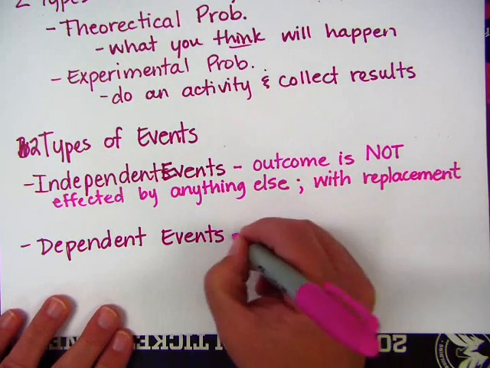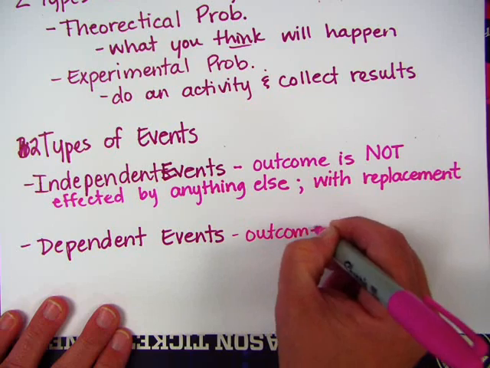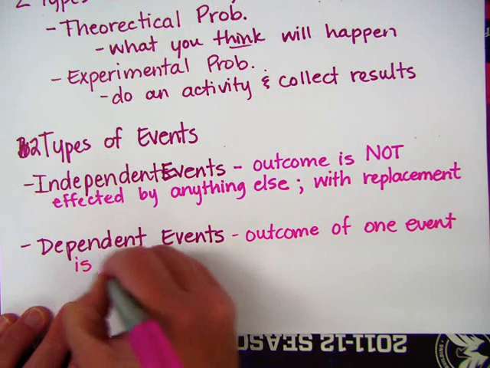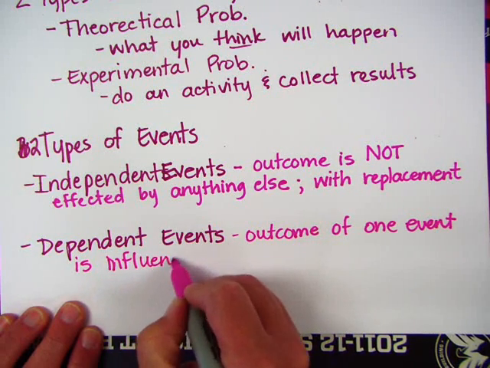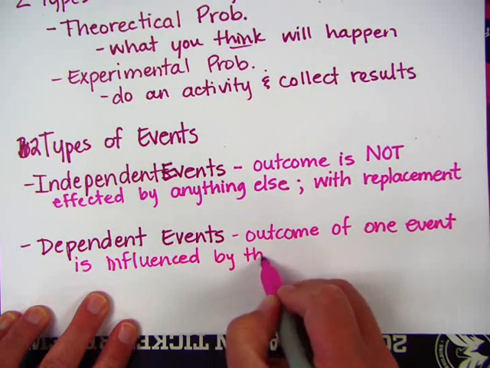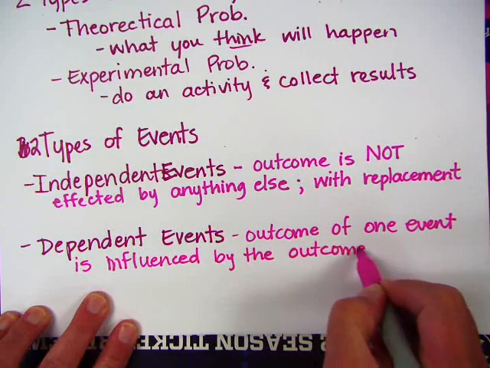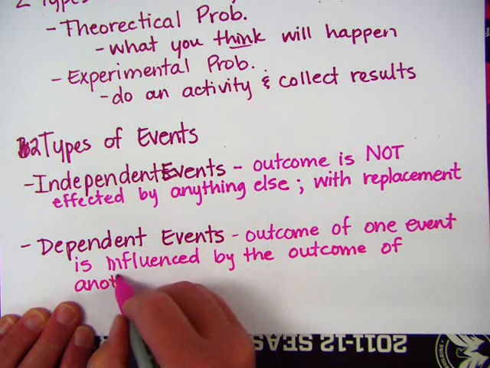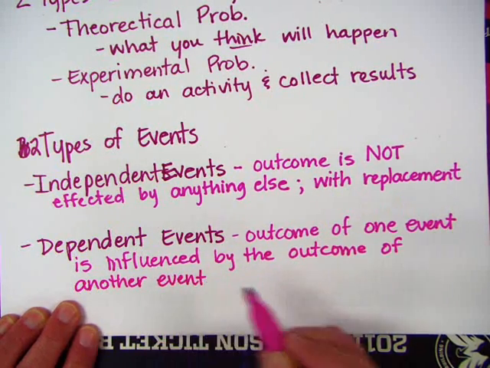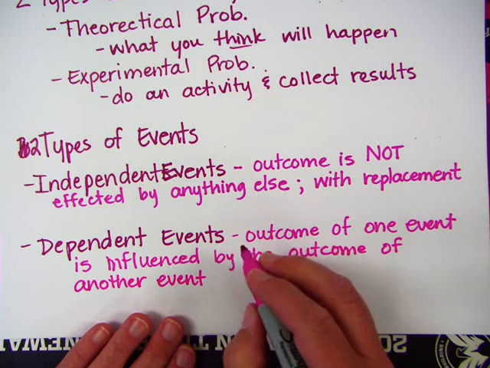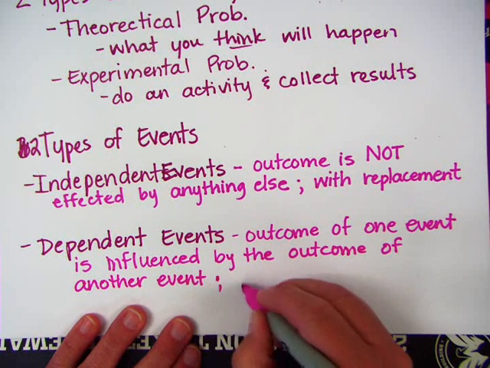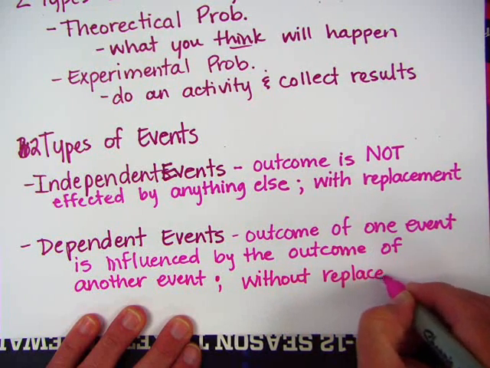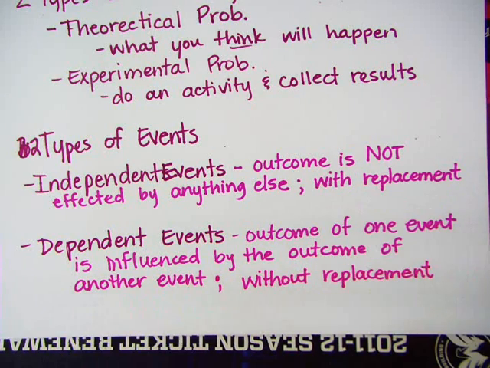Dependent events, on the other hand, is when the outcome of one event is influenced by the outcome of another event. When we're looking at terminology for dependent events, we want to look for words like without replacement.